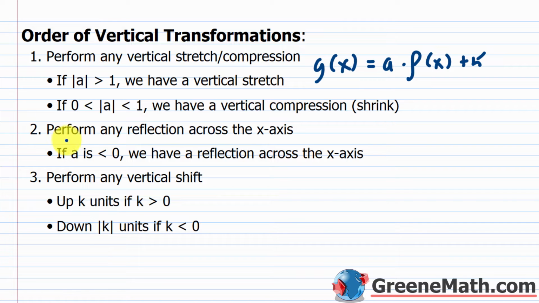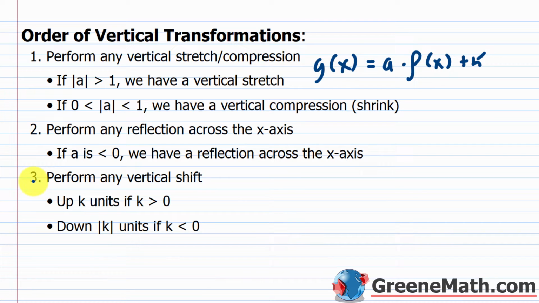Then I have for number 2, perform any reflection across the x-axis. So that's your vertical reflection. So this is when a is less than 0. You can switch 1 and 2. It does not matter. As long as you do it before 3, you're okay. Typically, when they list the procedure in a book, these will be different depending on the resource, or they might even put them together and say do any vertical stretch or compression along with any reflection. So these you could just consider as one step or just switch the order, whatever you want to do there.